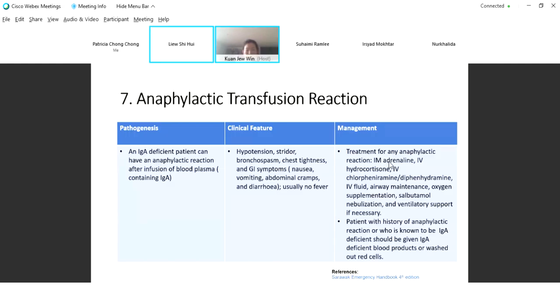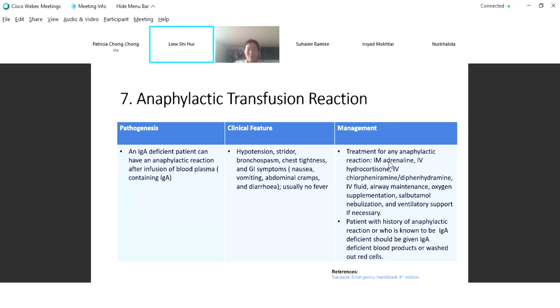So the last one is the anaphylactic transfusion reaction. It happens in an IgA deficiency recipient, who has anti-IgA in their body. So when they receive blood or plasma containing immunoglobulin A, it will result in an anaphylactic reaction. The patient may experience hypotension, stridor, bronchospasm, and chest tightness, and other GI symptoms like nausea, vomiting, abdominal cramp, diarrhea, but usually they don't have fever.